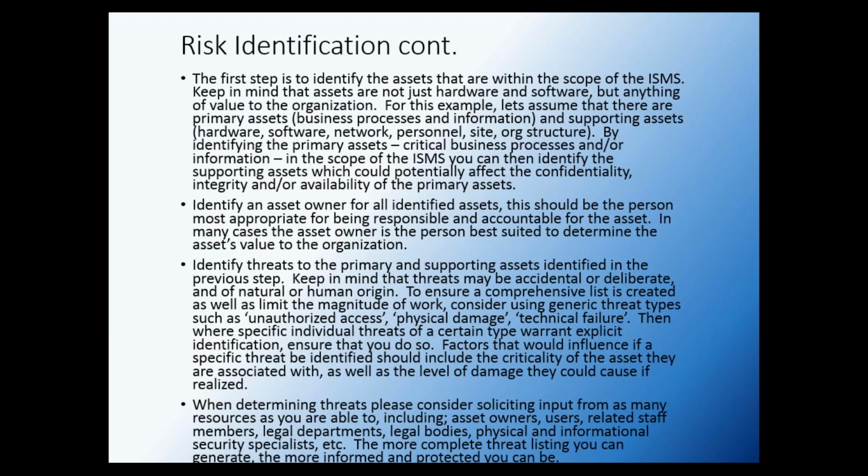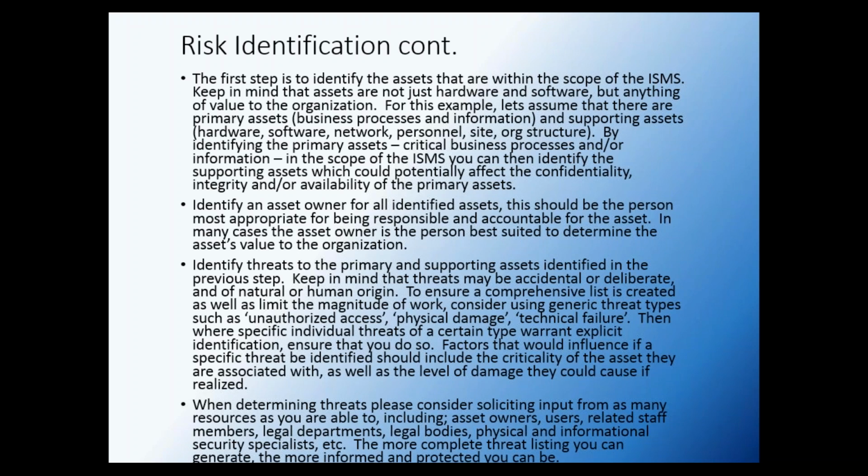Identify threats to the primary and supporting assets, keeping in mind that threats may be accidental or deliberate and of natural or human origin. To ensure a comprehensive list is created as well as limit the magnitude of work, consider using generic threat types or groups such as unauthorized asset access, physical damage, technical failure, and then where specific individual threats of a certain type warrant it, ensure that you go down that path and do so.